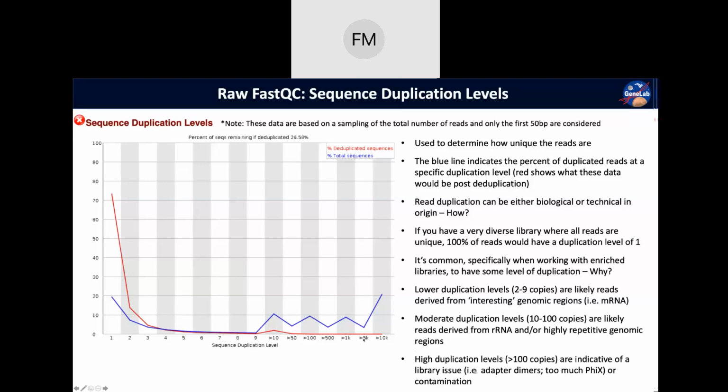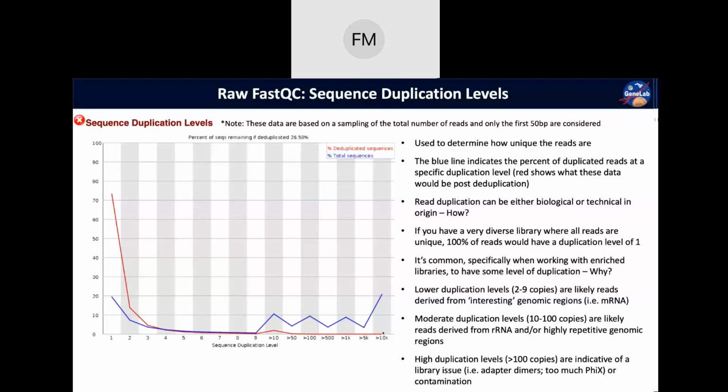And then duplication levels that have over 100 copies of the same sequence could indicate a library issue. So either adapter dimers, like we were talking about, like Felix mentioned, or it could be too much Phi-X. Phi-X is a viral genome that we actually spike into our libraries as well.